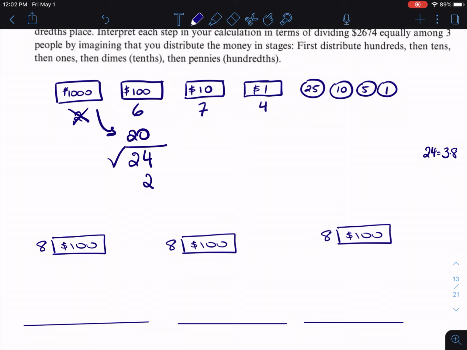So instead, I'm going to go to the bank and trade those 2 $100 bills for 20 $10 bills. Okay, so now we have 27 $10 bills to split up. So let's see how we could do that. Could we split up the 27 $10 bills between 3 people? Sure. It would be 9 $10 bills each.